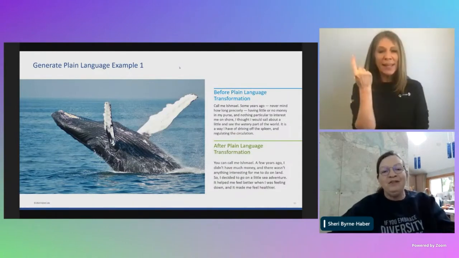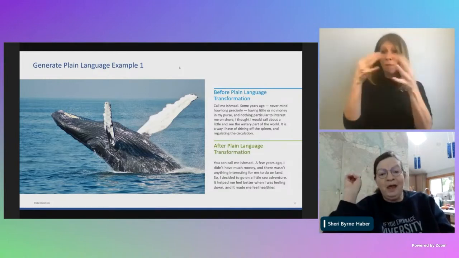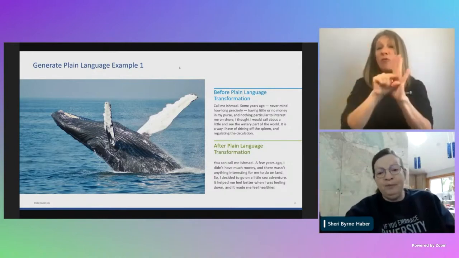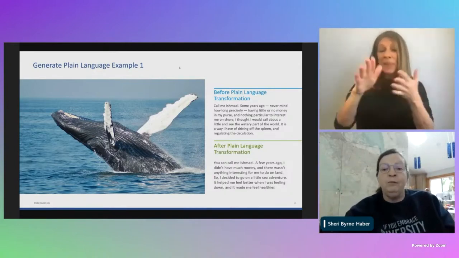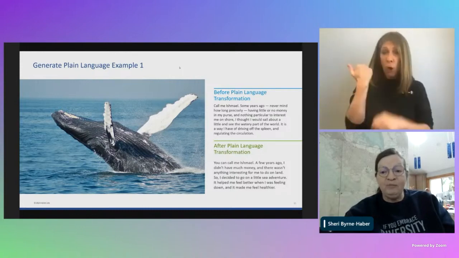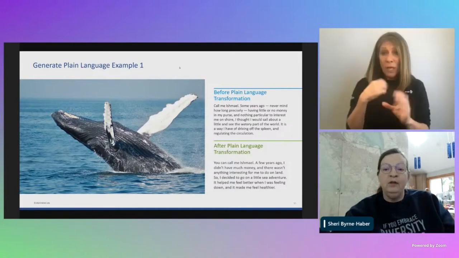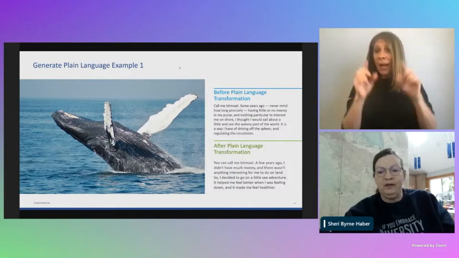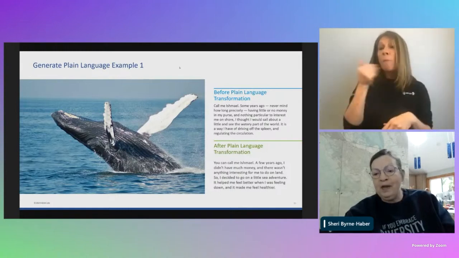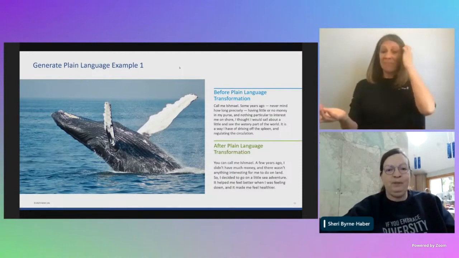So if you provided that paragraph as input to ChatGPT and said, rate this at the 8th grade learning level, the plain language transformation is: "You can call me Ishmael. A few years ago, I didn't have much money and there wasn't anything interesting for me to do on land. So I decided to go on a little sea adventure. It helped make me feel better when I was down, and it made me feel healthier." Okay? That is language that people can understand.